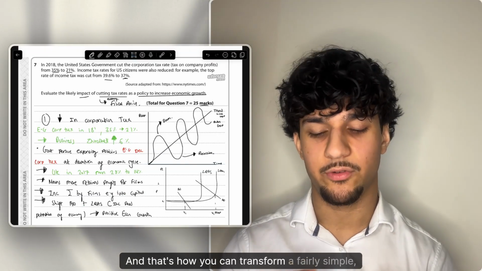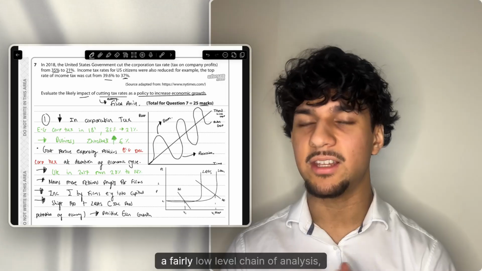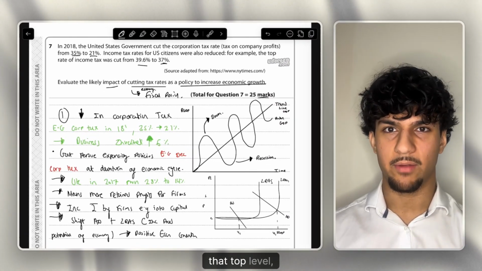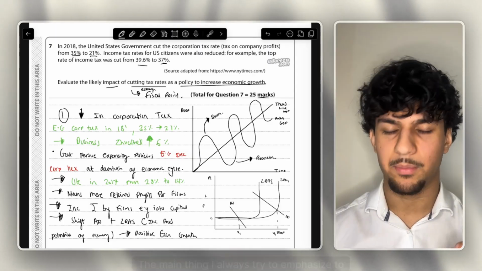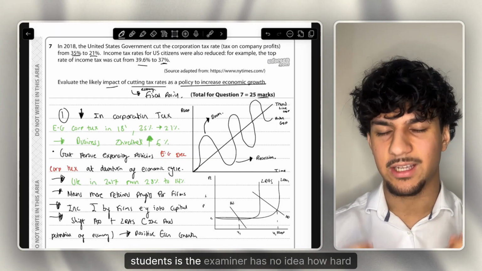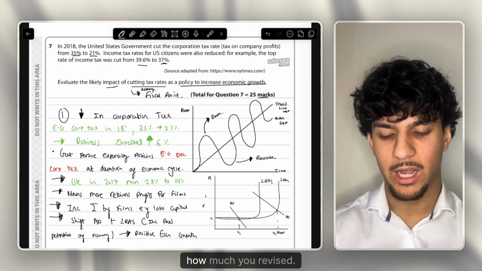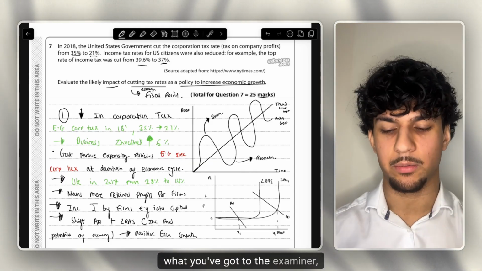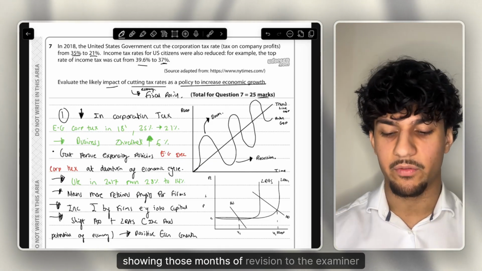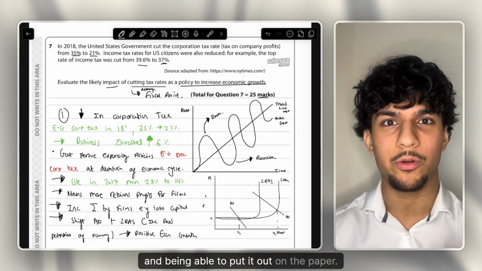And that's how you can transform a fairly simple, fairly low level chain of analysis into that top level, maximum mark, so you're able to show your examiner the depth of your content knowledge. And the main thing I always try to emphasize to students is the examiner has no idea how hard you've worked, how much you've revised. This is what exam technique is: showing what you've got to the examiner, showing that knowledge, showing those months of revision to the examiner, and being able to put it out on the paper.